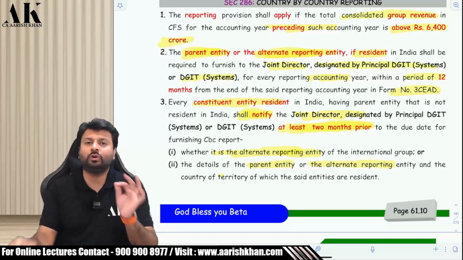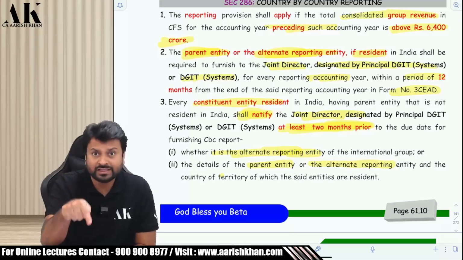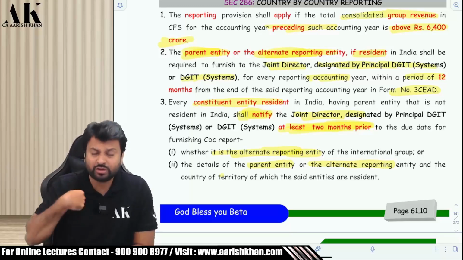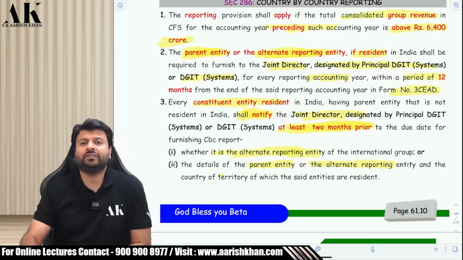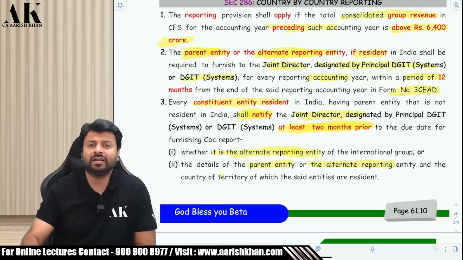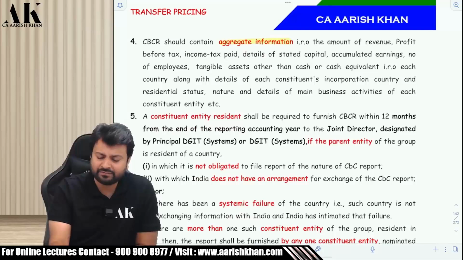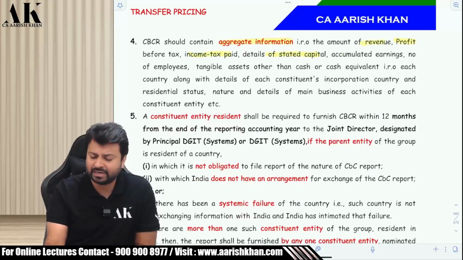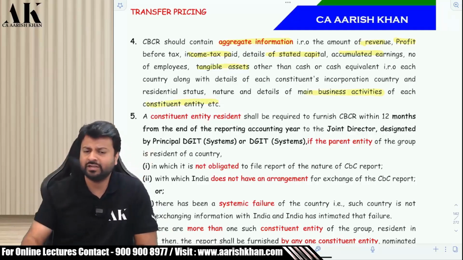The Indian government wants to know at least 2 months prior to the filing of CBCR who is ultimately going to file the CBCR. Are you going to file the CBCR, Sony India? If yes, tell us, notify us. If you are not going to file, then who is going to file? Tell us. We will do an automatic exchange of information agreement with them, and we will get the information from them. Okay, next. What does CBCR contain? CBCR contains some basic information like revenue, profit before tax, income tax, details of stated capital, accumulated earnings, tangible assets other than cash and cash equivalents, your main business activity, etc. They will have some basic information which will be covered in your CBCR report.